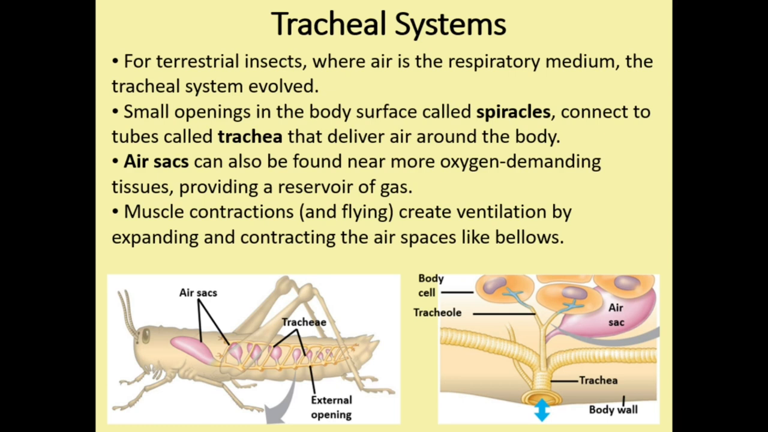And you'll quite often see insects doing a sort of contracting, twitching motion. And a lot of the time that is their way of ventilating their system. So that's the tracheal system that we find in our terrestrial insects.